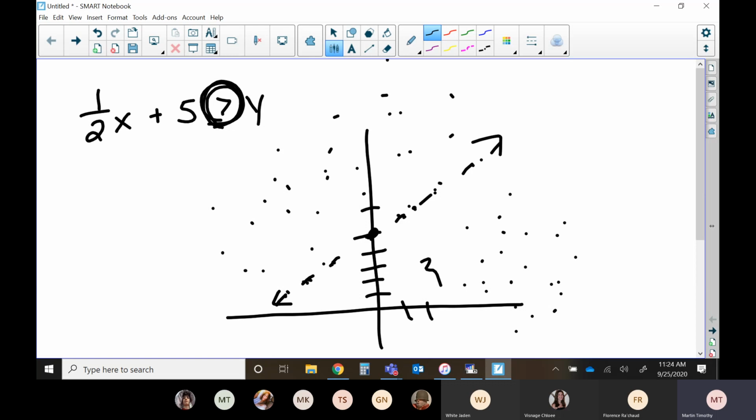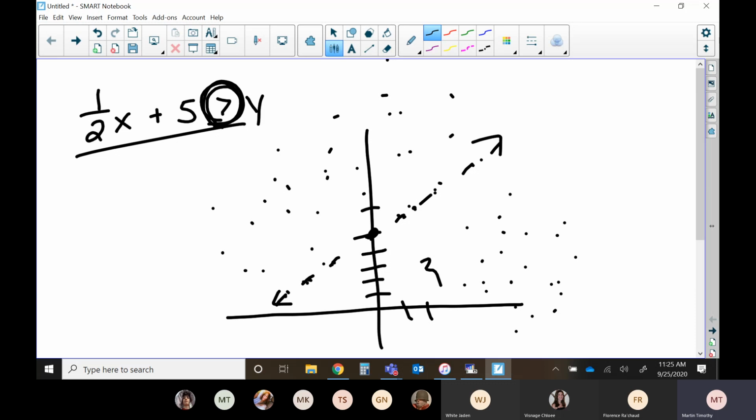So here's how you do this. You just pick an ordered pair and you see, does it make the inequality true or does it make it false? Because if it makes it true, what do I know about the whole side? The whole side is true. If it makes it false, what do I know about the opposite side?